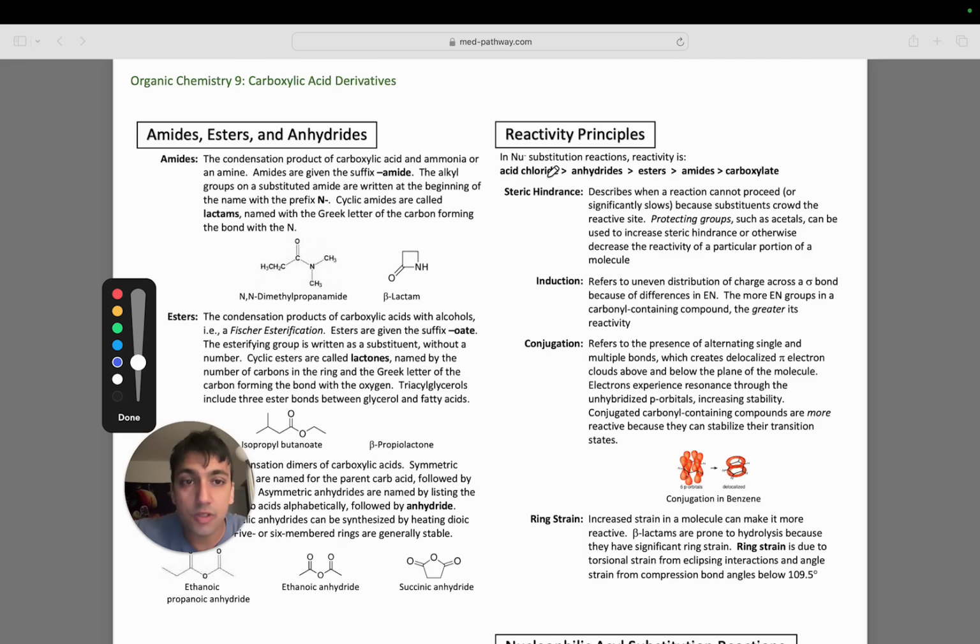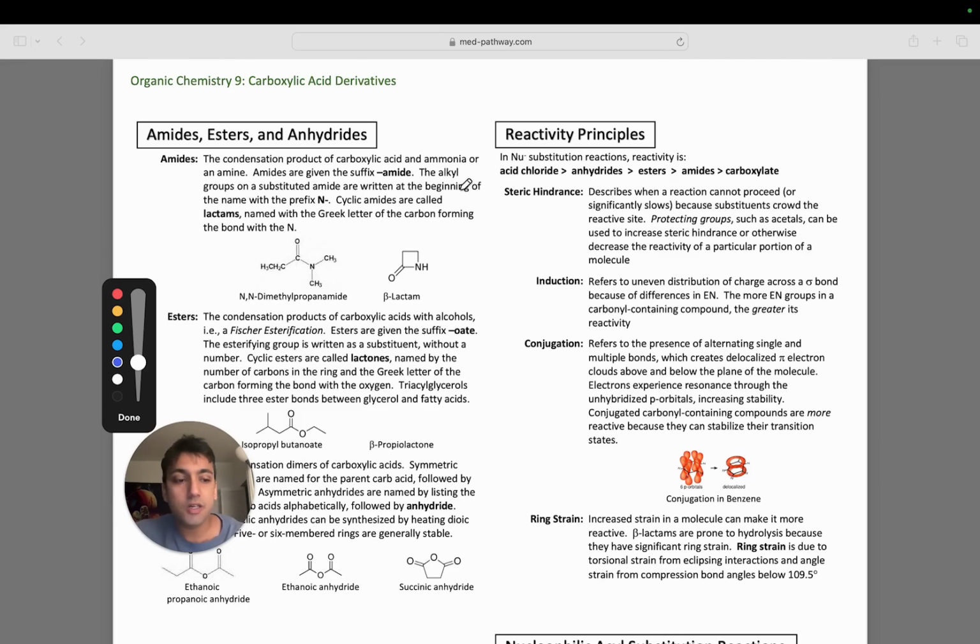In nucleophilic substitution reactions, the reactivity is acid chlorides, number 1, then anhydrides, then esters, then amides, then carboxylates. I would say that it's really important to know this right here, just because reasoning through it yourself is kind of difficult, but just knowing the principle that, okay, acid chlorides are the most reactive in terms of nucleophilic substitution reactions, then it's anhydrides, then it's esters, then it's amides, then it's carboxylates.